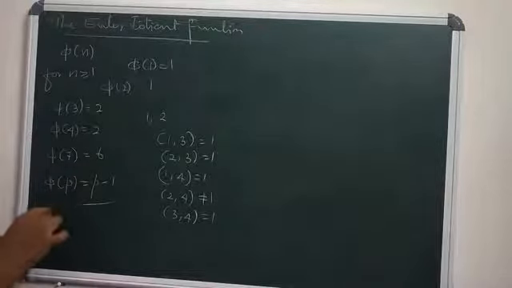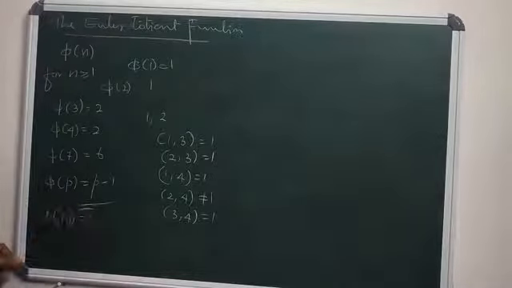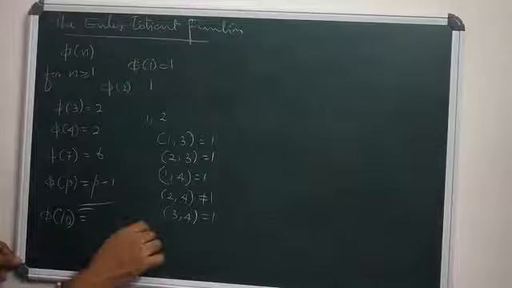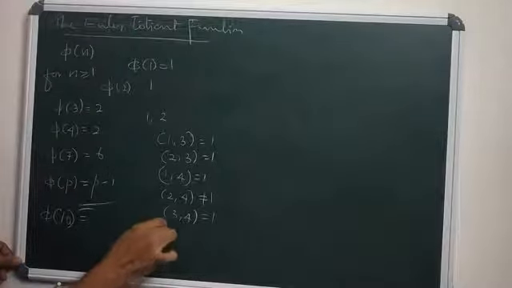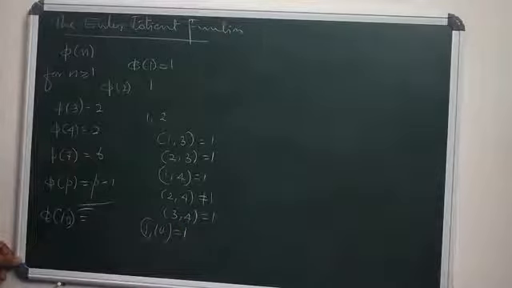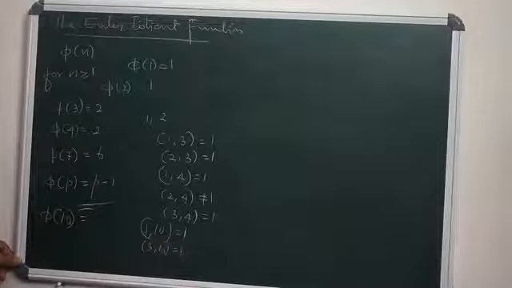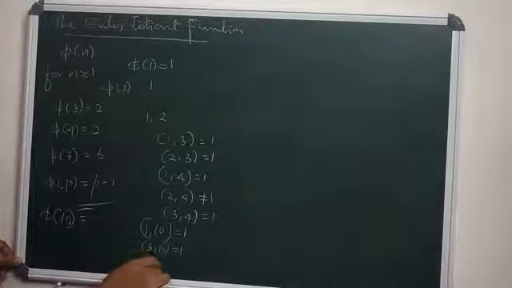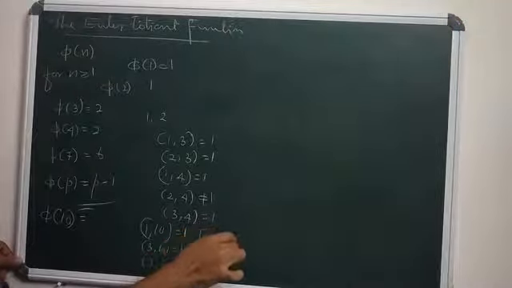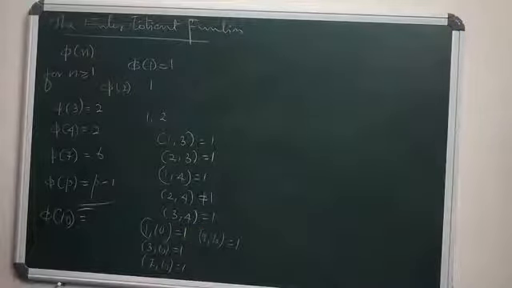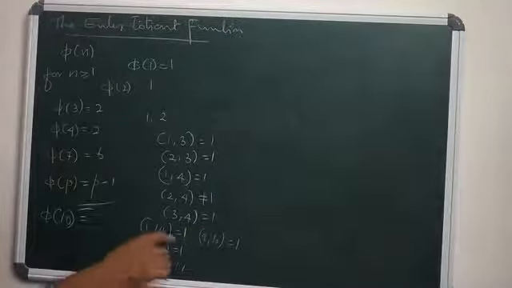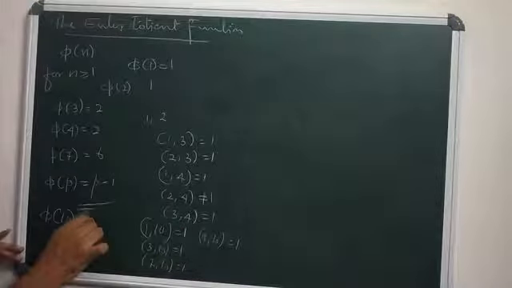Okay, what is phi of 10? 10 is not a prime. So we count the positive integers less than 10 and relatively prime to 10. 1 and 10 are relatively prime. 2 and 10, no, 2 is a common factor. 3 and 10 are relatively prime. 4 and 10, no, 2 is a common factor. 5 and 10, no, 5 is a common factor. 6 and 10, 2 is a common factor. 7 and 10, relatively prime. 8, no. 9 and 10, relatively prime. So the integers are 1, 3, 7 and 9, which means phi of 10 equals 4.